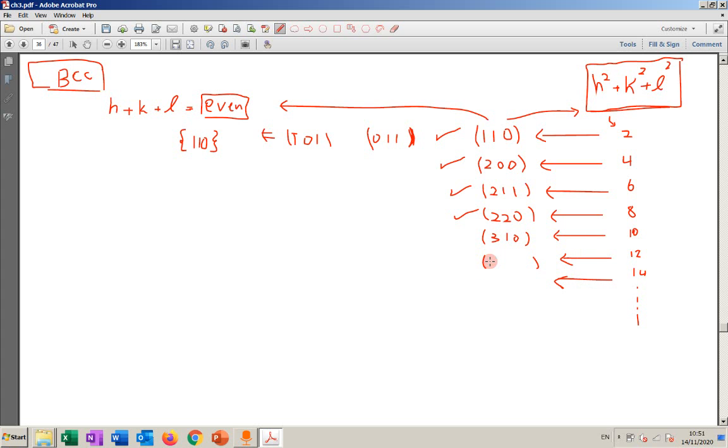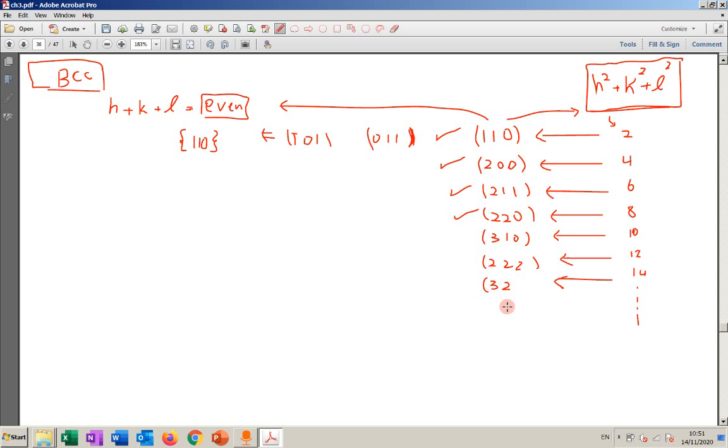So if I go for 12, I'll go for 2, 2, 2. That's going to give me 12. For 14, if I can go for 3, that is 9. If I put 2, what will happen?